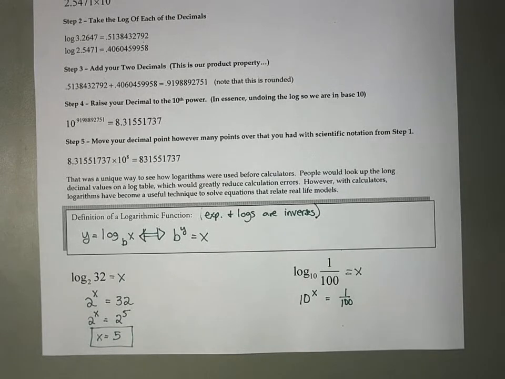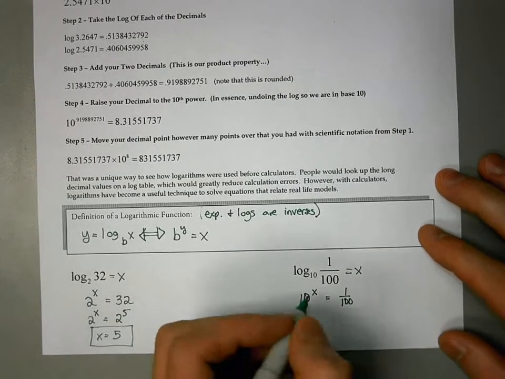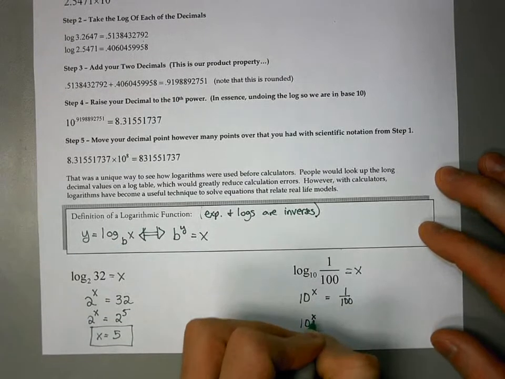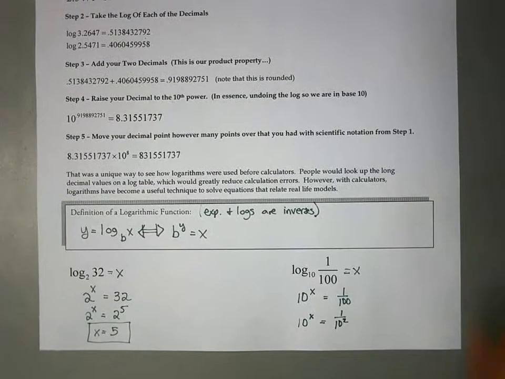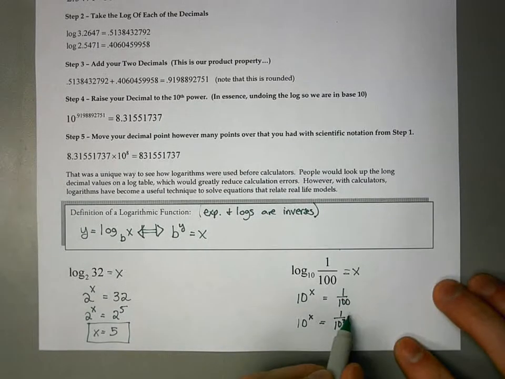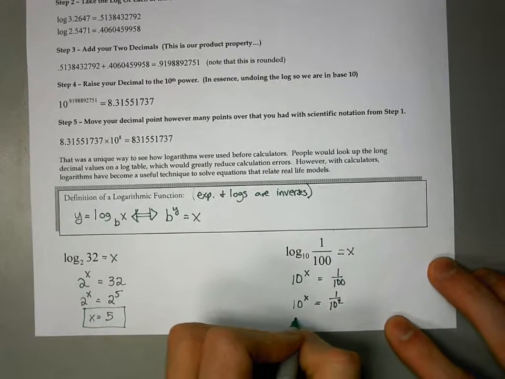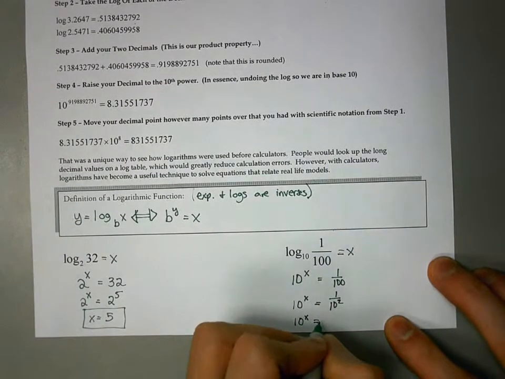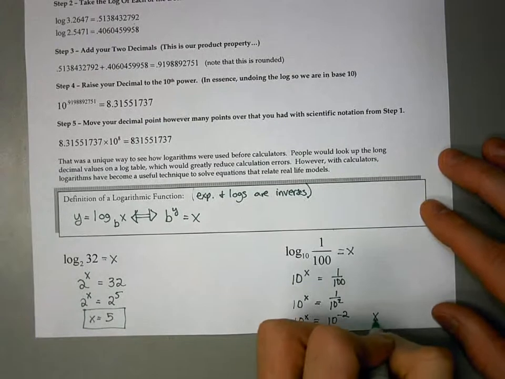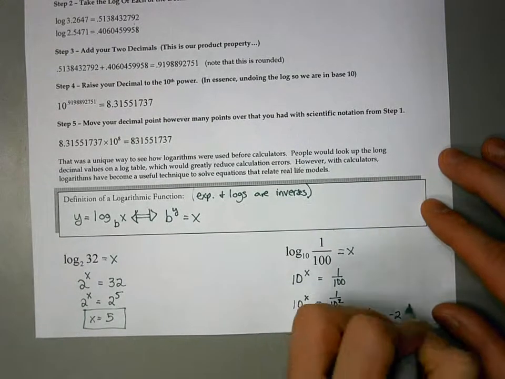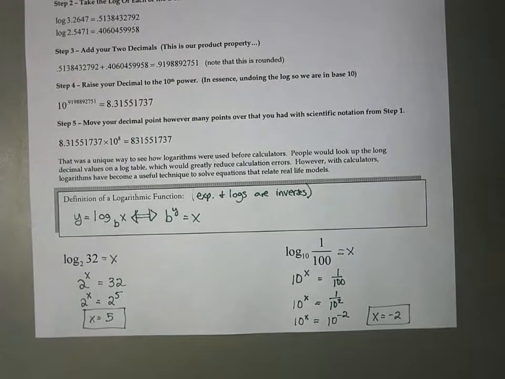But if you didn't know that x is going to equal -2, the way you would solve that is you would rewrite this in terms of base 10. 100 is 10 squared. And using your rules of exponents, let's bring this denominator piece up to the numerator. So then 10 to the x is equal to 10 to the -2. So then x is equal to -2.